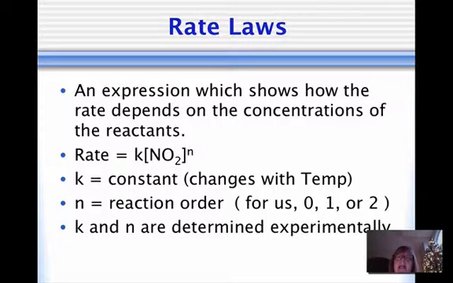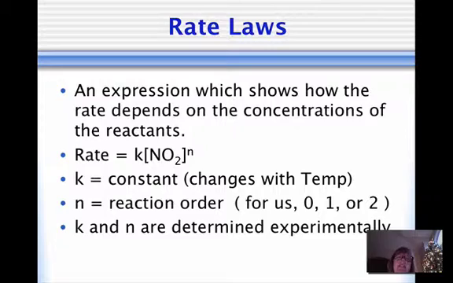It says the word rate, or the rate that's been measured, is equal to k. This is a lowercase k. It's not the capital equilibrium K. And then all the concentrations of the reactants. In this case, we only had one reactant, the nitrogen dioxide. So the molar concentration of NO2 raised to some exponent n. Now that n is called the reaction order, and we're going to talk about it in a minute.